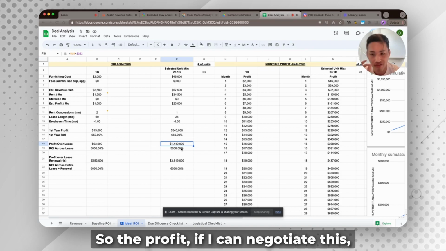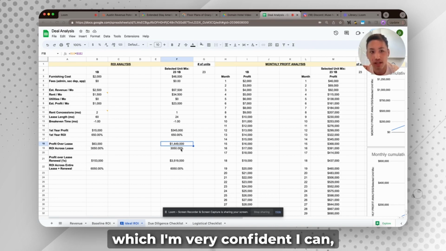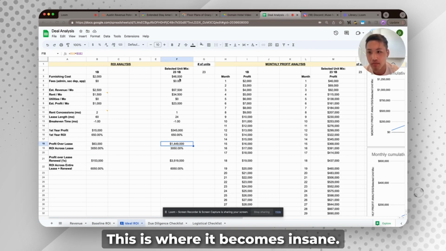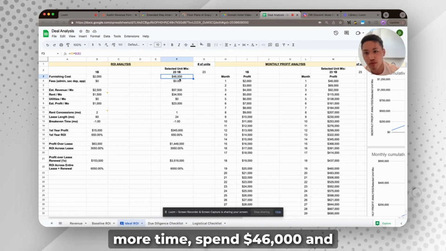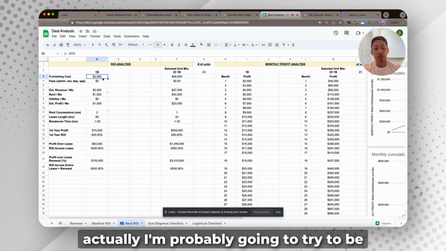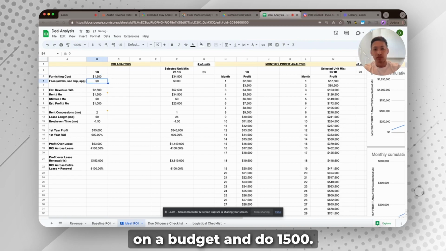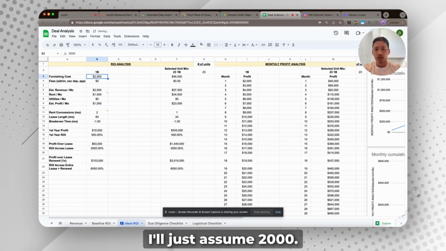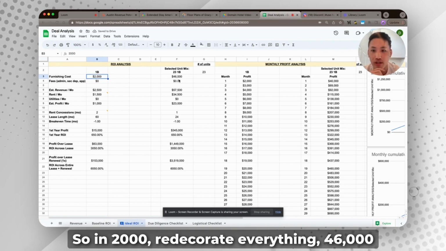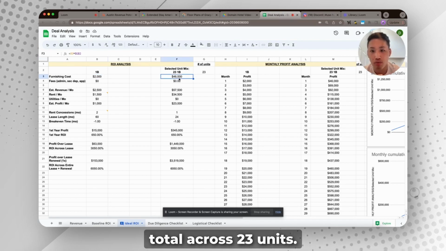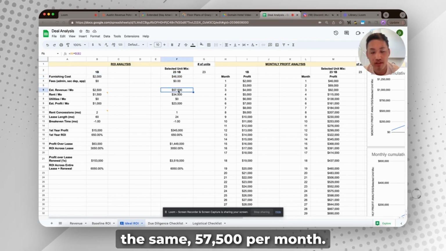So profit over lease renewal, this and that. So the profit, if I can negotiate this, which I'm very confident I can, or at least get close, this is where it becomes insane. So I'm going to run through the numbers one more time. Spend $46,000, and actually I'm probably going to try to be on a budget and do $1,500. That's where it becomes even crazier. But I'll just assume $2,000. Spend $2,000, redecorate everything. $46,000 total across 23 units. The revenue is going to be the same, $57,500 per month.